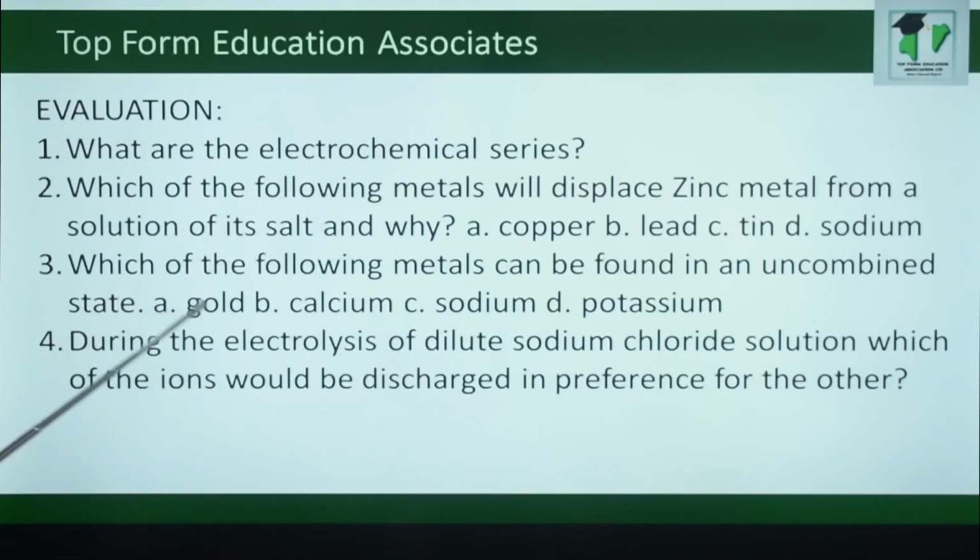Number 3 says, which of the following metals can be found in an uncombined state? A. Gold, B. Calcium, C. Sodium, D. Potassium. Gold can be found in the uncombined state because it is very low in electrochemical series and occurs in ores.